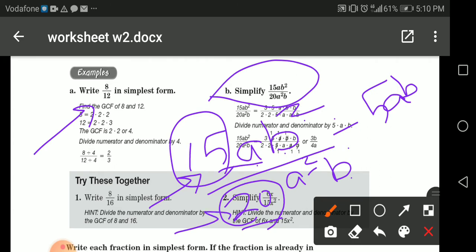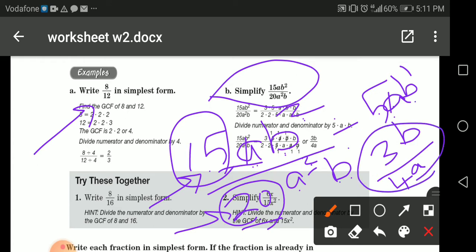So it would be what, guys? Let's see. 15 divided by 5 gives me 3. A divided by a gives me 1. B to the second power divided by b to the first power gives you just b, right? Over 20. 20 divided by 5 gives me 4. A to the second power divided by a gives me a. B divided by b gives me 1. So the answer, after simplifying, will be 3b over 4a.